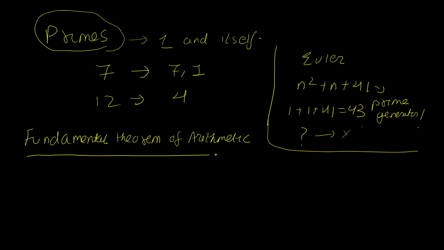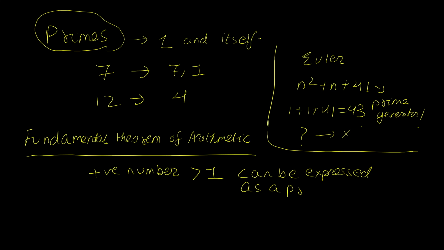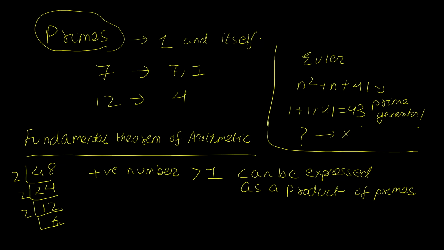This states that every positive number that is greater than 1 can be expressed as a product of primes. Let me note that down: can be expressed as a product of primes. And you must remember doing this from your primary school, taking a number like 48 and recursively dividing by the lowest prime that you can find. And so these would have been the factors. And it's easy to see this for a fact.